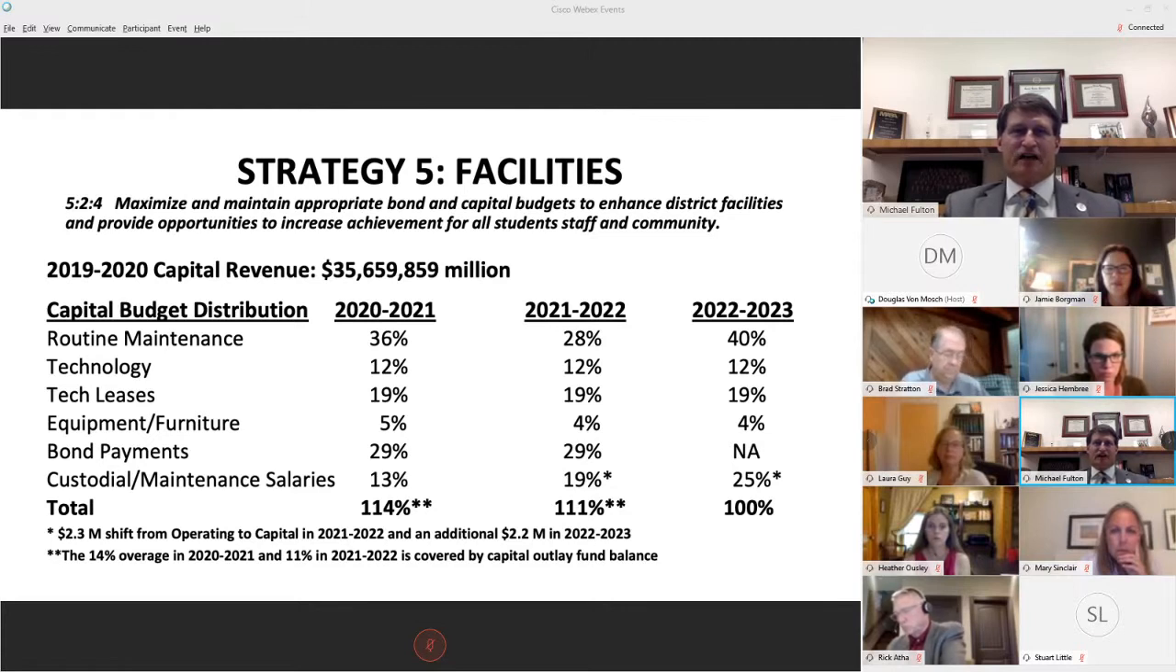You can see in this slide the distribution of funds in our capital outlay budget. Currently, we have about 36% dedicated to routine maintenance. That needs to get to 40.